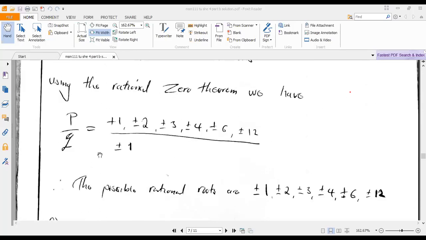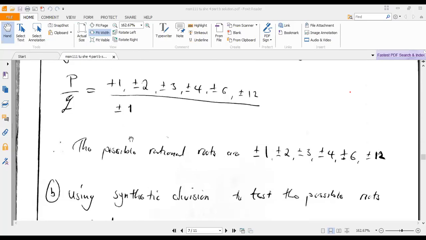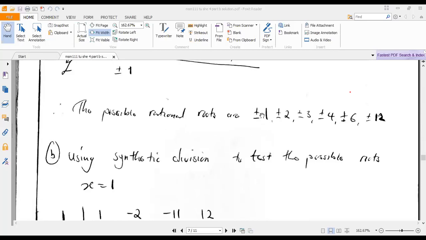So now, using synthetic division, you know that if you pick our first root to be positive 1 here, you can even pick negative 1, you can pick positive 2, negative 2, positive 3 or negative 3, and so on and so forth. So here we have picked our possible root to be positive 1, right? So we say x equals 1. That should be our first root. We're trying to test if these are actual rational roots.